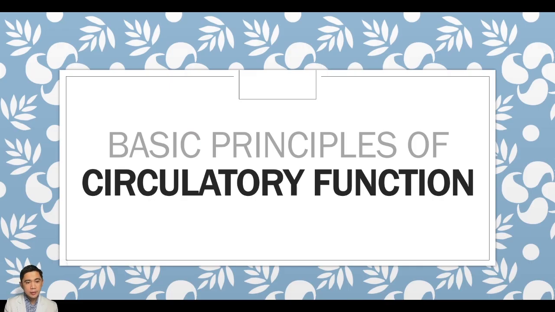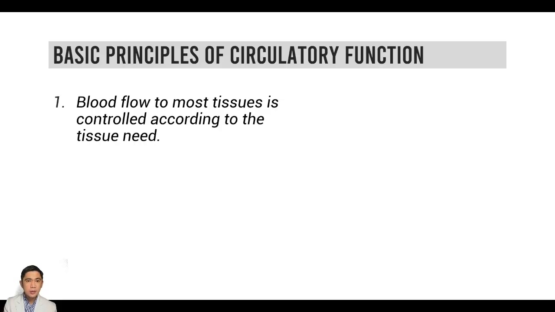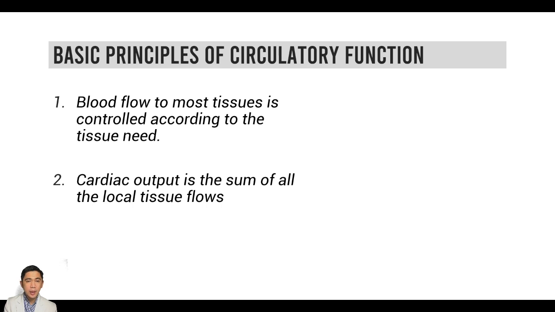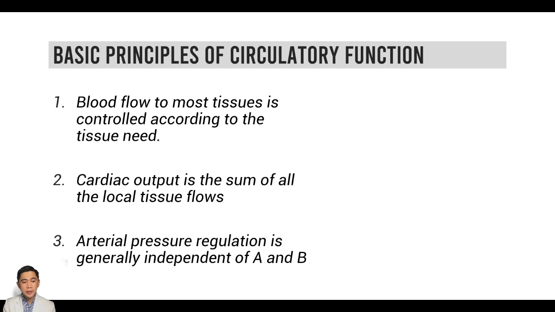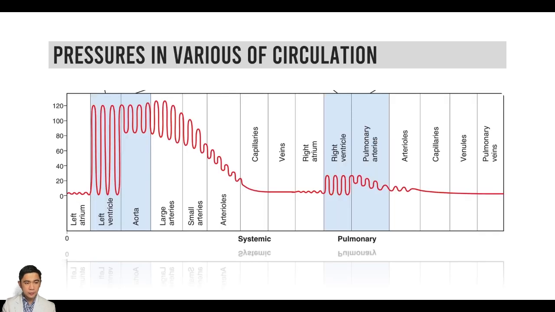So let's talk about the basic principles of circulatory function. Okay, we have 3 tenets. First, blood flow to most tissues is controlled according to the tissue need. Second, cardiac output is the sum of all local tissue flows. And the third, arterial pressure regulation is generally independent of blood flow and cardiac output. So the terms to remember here are blood flow, cardiac output, and arterial pressure.